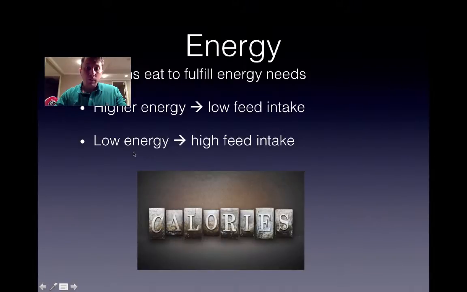Now, in order to be efficient, you need to be wary of energy, because a chicken will eat to fulfill its energy needs.